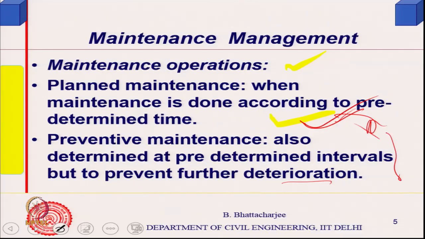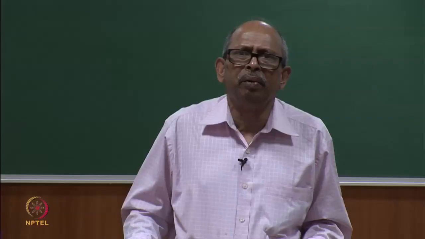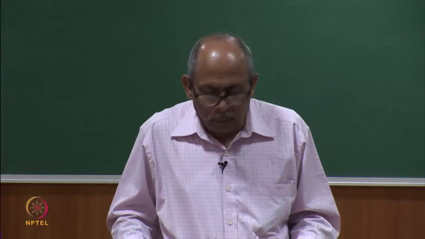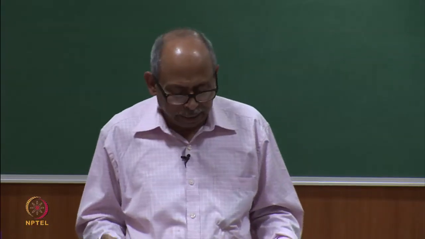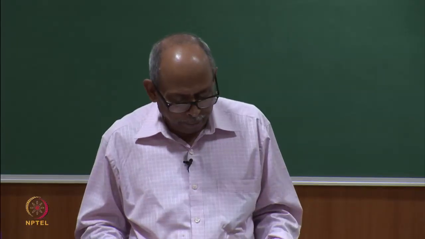So, building maintenance involves this, and running maintenance is some other kind of terminology, not really used in the building maintenance scenario, unless it is an industrial building, when your production is running and everything is running. So, that is what a maintenance system is. When the system is functioning, if you do maintenance, then it is running maintenance, all right.